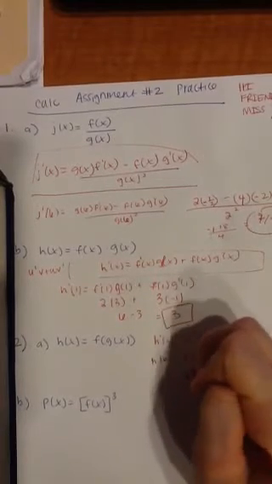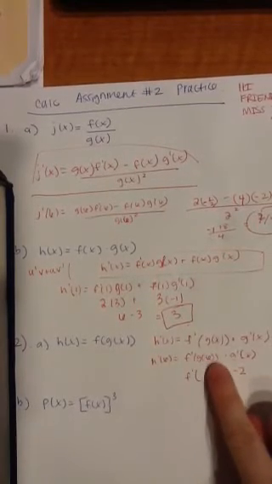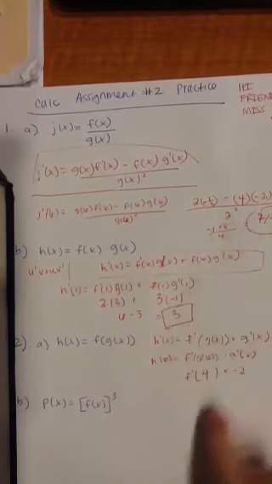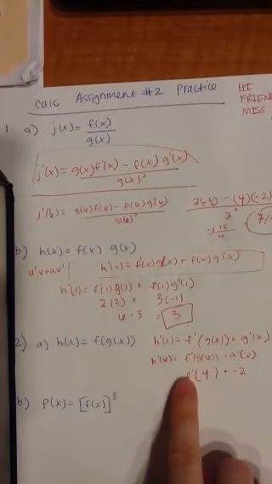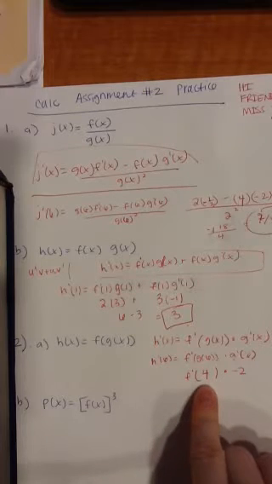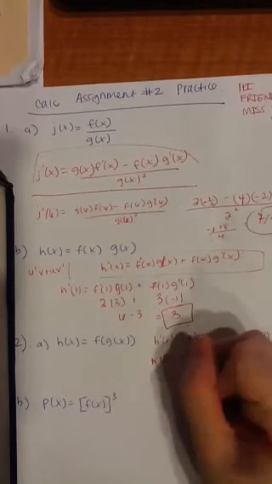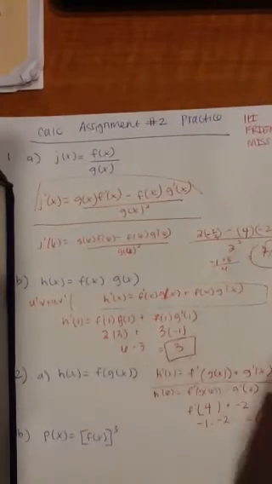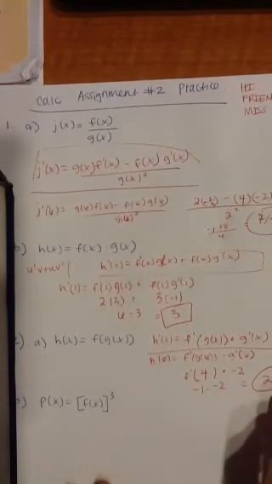F prime, can't do that yet, but I can plug in g of 6. So go to your table, g of 6 is 4. And then I want f prime of g of 6, so that's f prime of 4. F prime of 4 is -1. -1 times -2 is +2. So here's my derivative, and here's my plugged in answer.